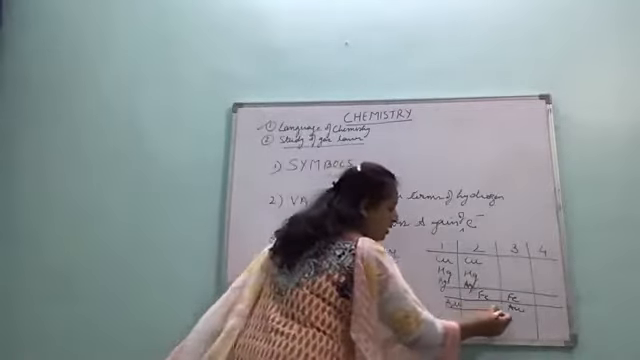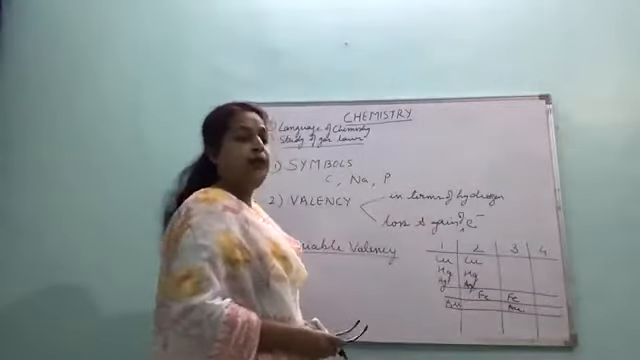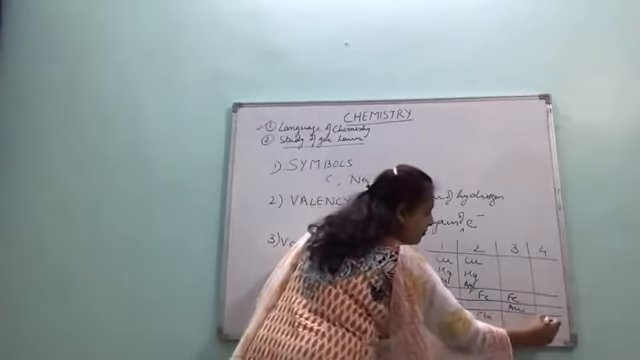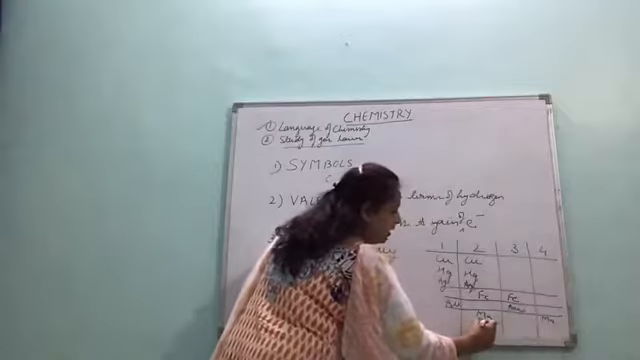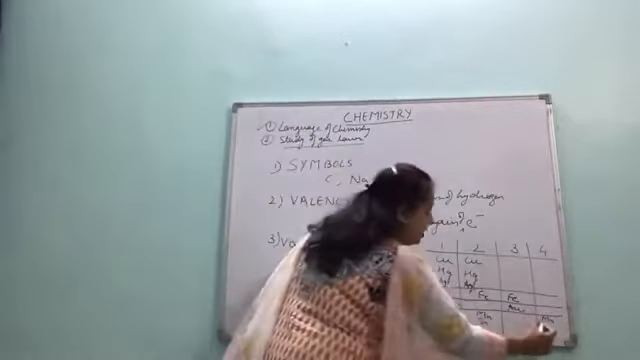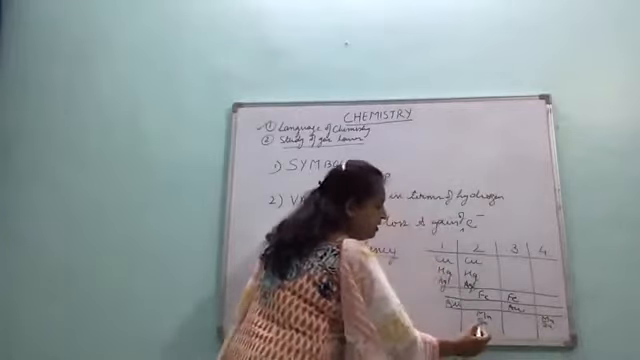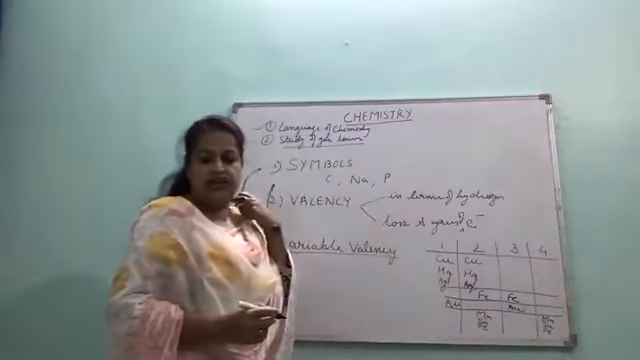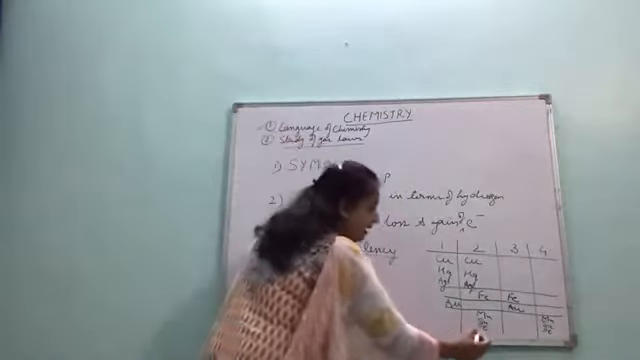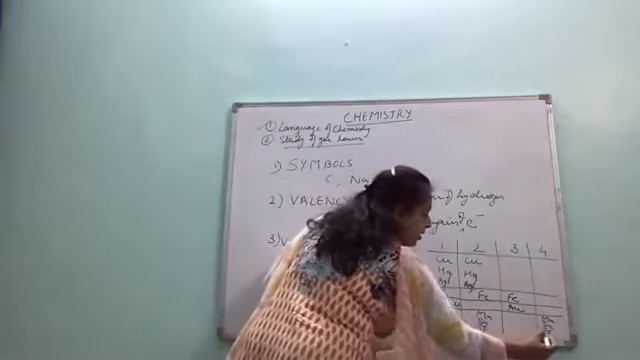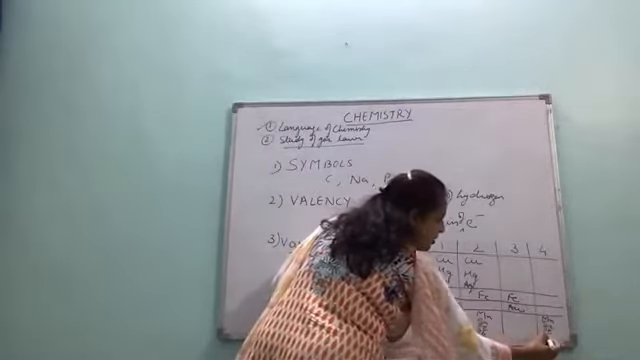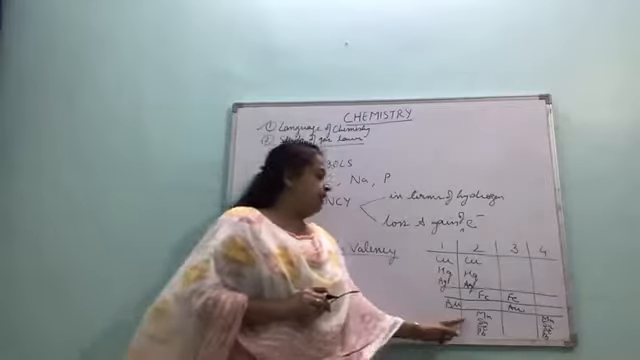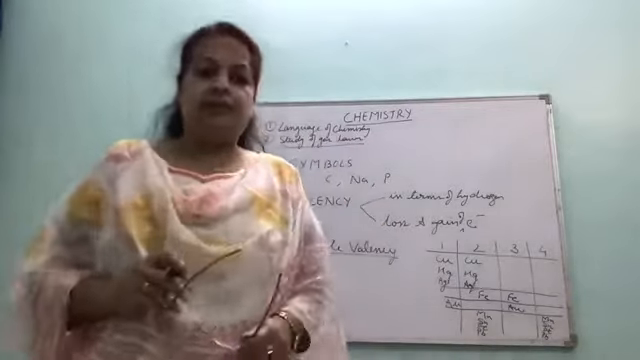And then the remaining show variable valency 2 and 4, which are manganese, Mn, tin, Sn, Sn is the symbol for tin, platinum, Pt, and lead, Pb. So manganese, Mn, tin, platinum and lead, they show variable valency 2 and 4. So you have to memorize it.